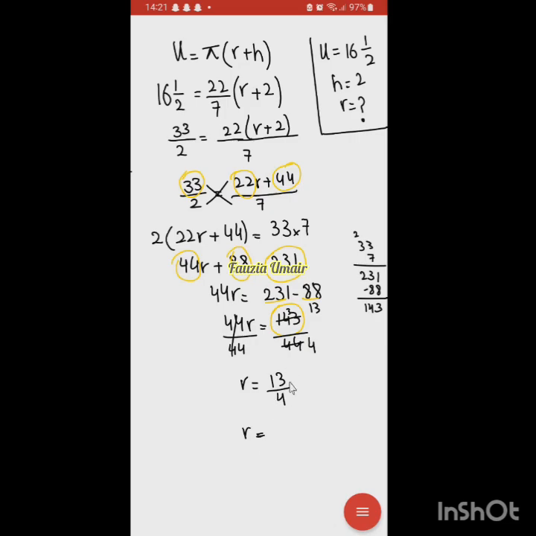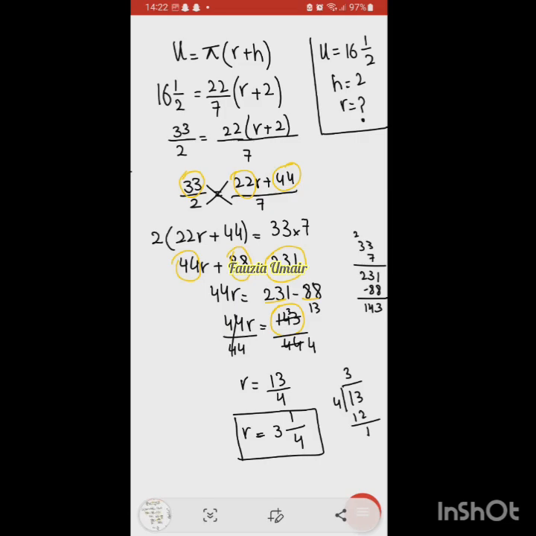Ma'am, it is 3, 3 1 by 4. Very good. So it is 3 wholes 1 by 4. This is the value of R. ठीक है R, बेटे? Yes, ma'am. Is it clear? Yes.